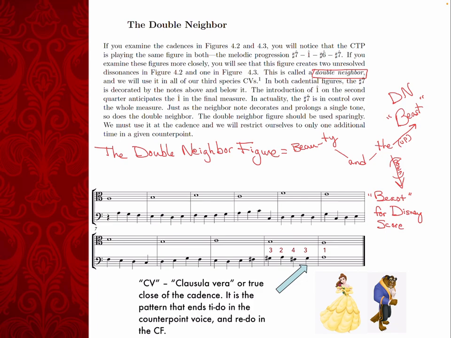Whereas the cambiata would have been Beauty and the Beast. It would have gone down a second, then the skip of the third, and then up. That's the cambiata, but the double neighbor is up, then skip down, and then go up. So if it sounds like Beauty and the Beast, it's a double neighbor figure. And that's how you keep them straight.